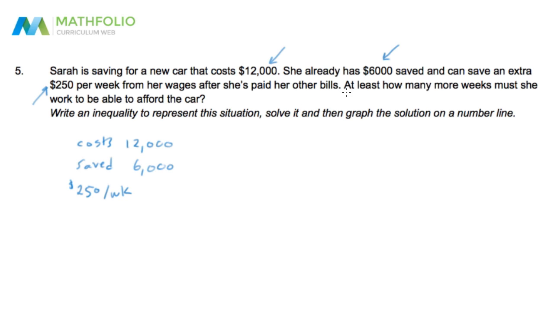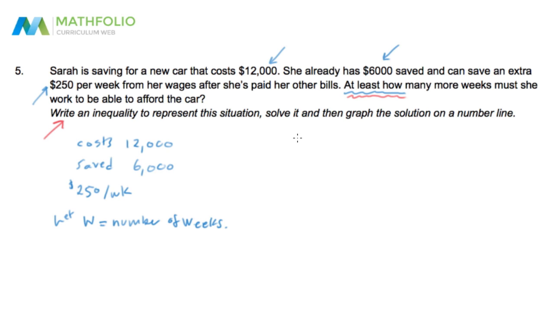Okay, so the real question is, at least how many more weeks must she work to be able to afford the car? So let W, and really this is called defining a variable, let W equal the number of weeks. Okay? And this at least, I'm actually going to underline it in red as well, because this is super important. Whenever you see at least, you've got to start thinking about inequalities. And in fact, this question gives us a big clue over here, where it tells us write an inequality to represent this situation. Solve it and then graph it.